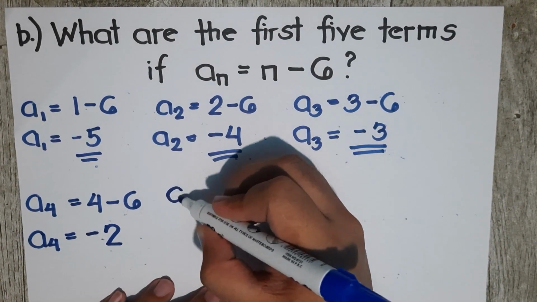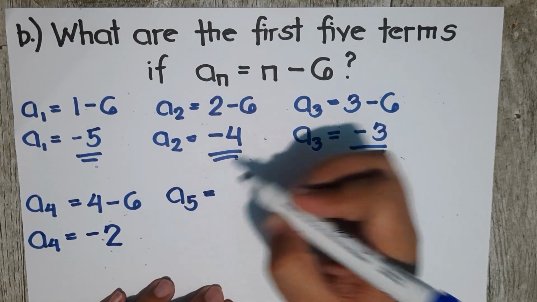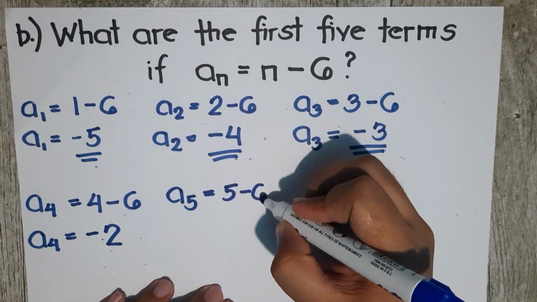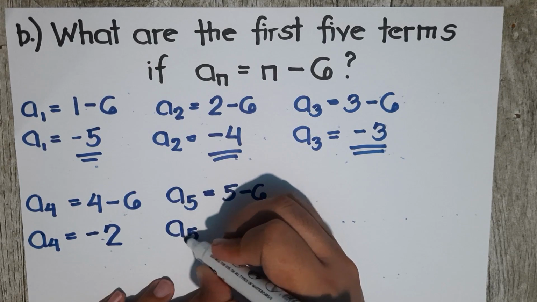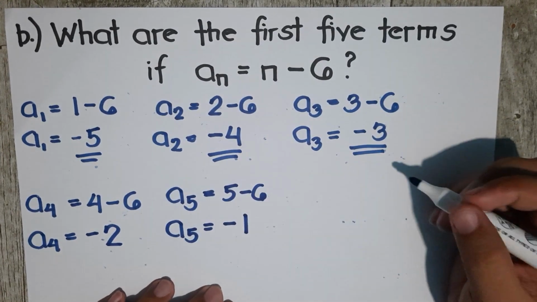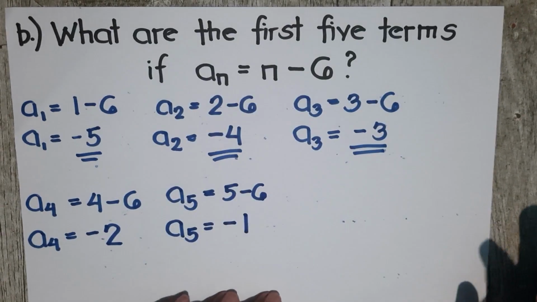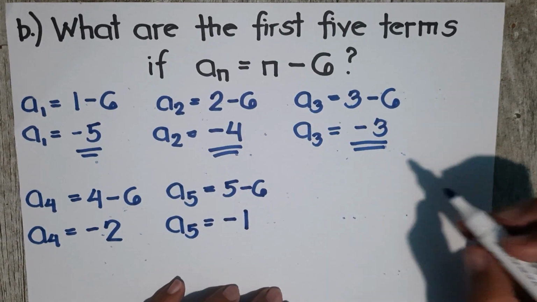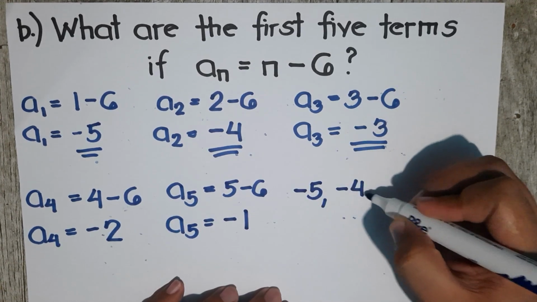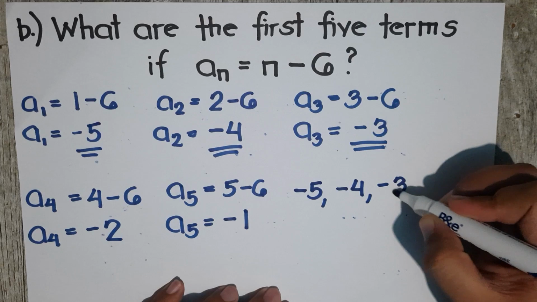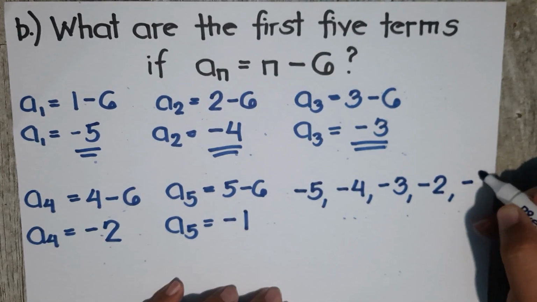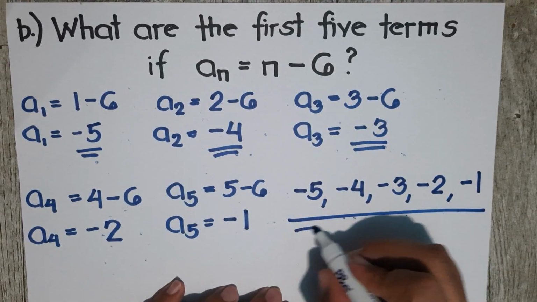And finally, our fifth term, replace n with 5 minus 6. So a sub 5 will give us negative 1. Okay? So which means the first 5 terms of our arithmetic sequence are negative 5, negative 4, negative 3, negative 2, and negative 1. First 5 terms.